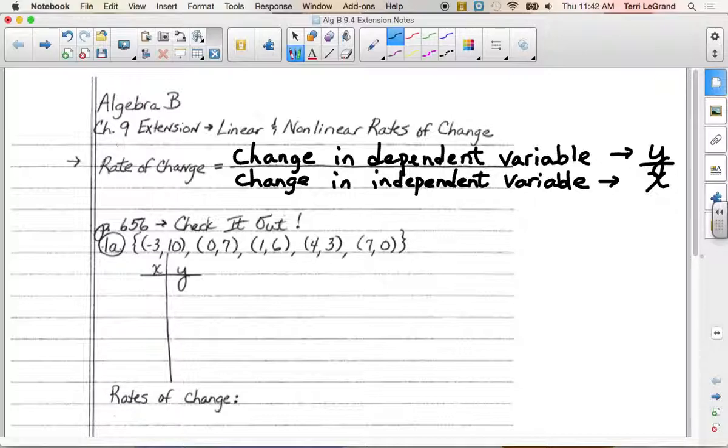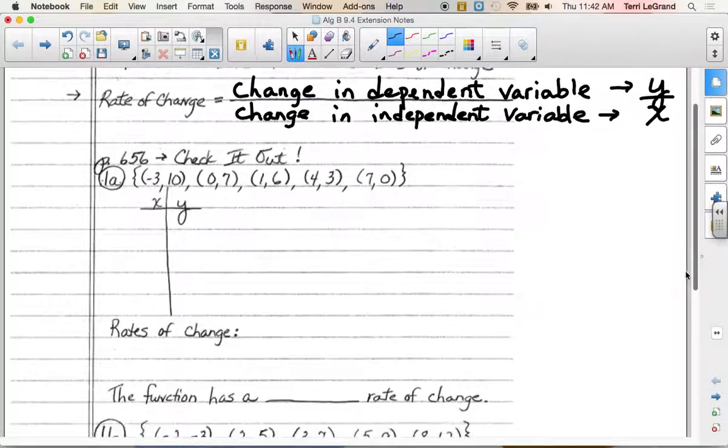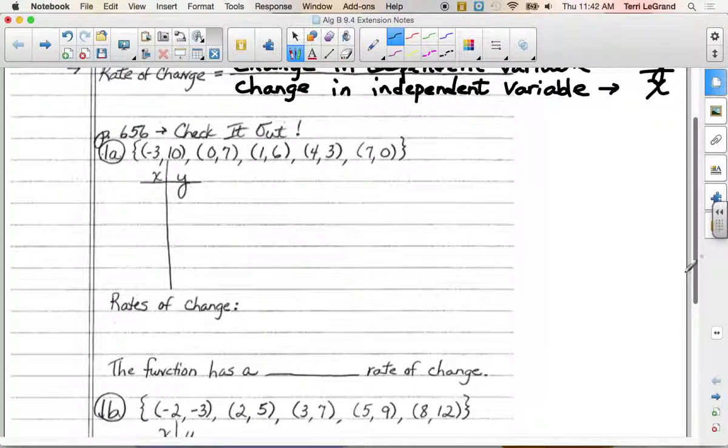Okay, so let's look at number 1A here, where it wants us to determine, at the very bottom of the page, the Check It Out problem, the bottom of page 656. Determine whether each function has a constant or variable rate of change. Constant means it will always be the same. Variable means it's going to vary, it's going to change, okay?